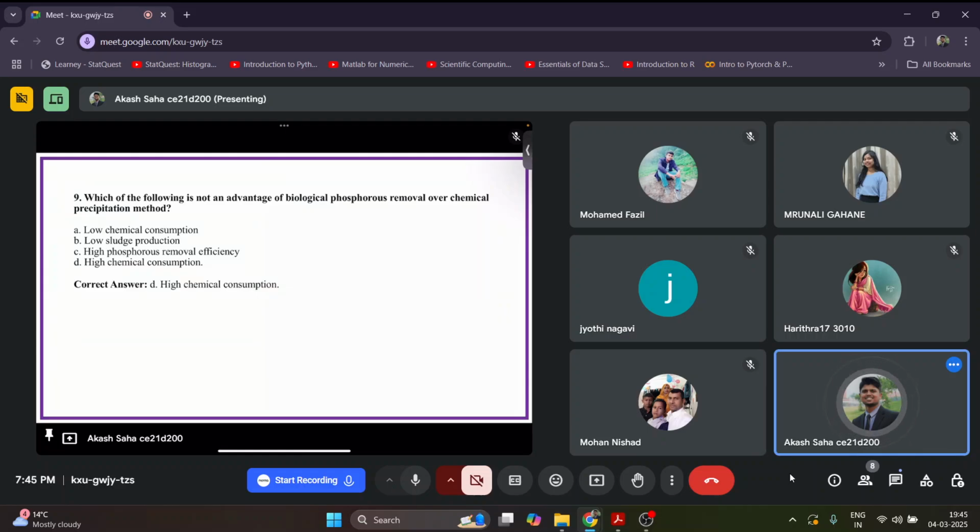I know the way of questioning is a bit tricky. So just go through the options one by one and see which is not an advantage. Advantages we know, so apart from the advantages, we have to answer. So here the correct answer would be only high chemical consumption. Is it fine? Yes, sir. Mohan, is it fine for you now?